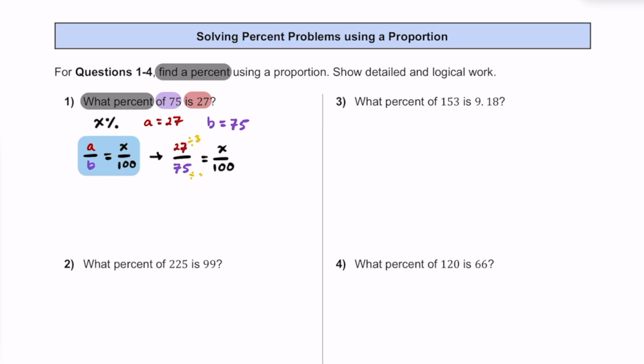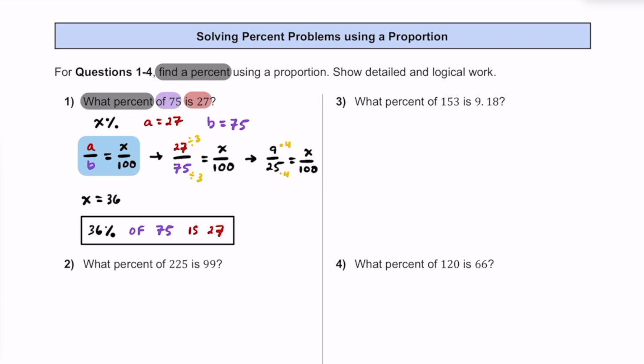If I do that, I think this is going to end up being 9 over 25. So I'm going to say the ratio of 9 to 25 is going to be equivalent to this ratio of x to 100. Now, I don't feel like using cross products here, but you can. I'm just going to multiply, and again, use the identity property here. Multiply top and bottom both by 4, so that we find out that x is going to be equal to 36. So what was the question? It was what percent of 75 is 27? And so we can say that 36% of 75 is 27.